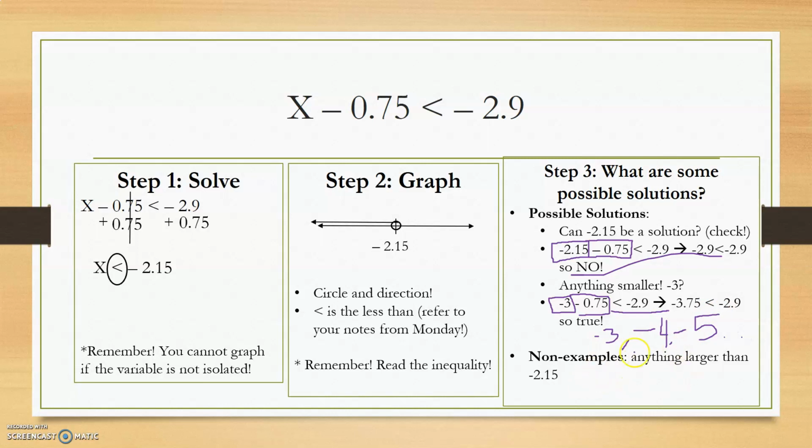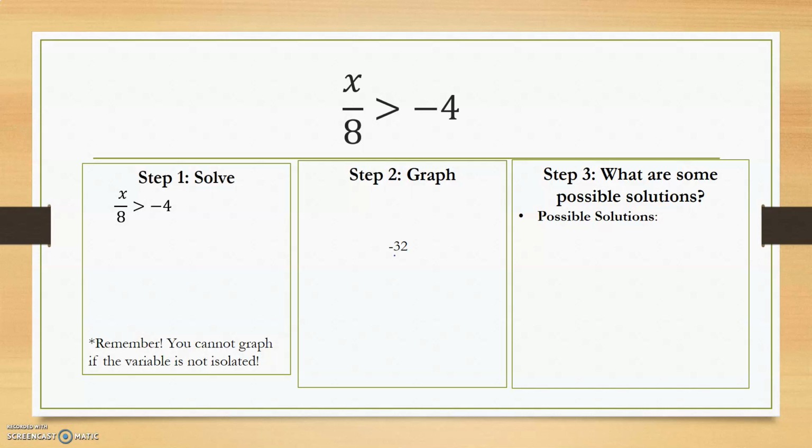Okay, some non-examples is anything larger than negative 2.1. So you can even say negative 1, you could say 0, you could say 1. All of those would be non-examples. These would not work.